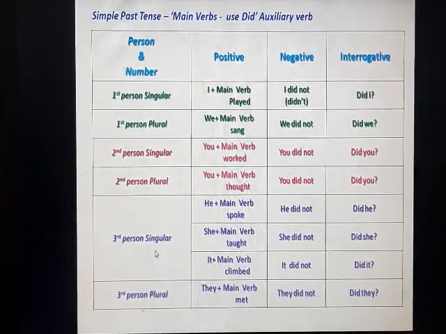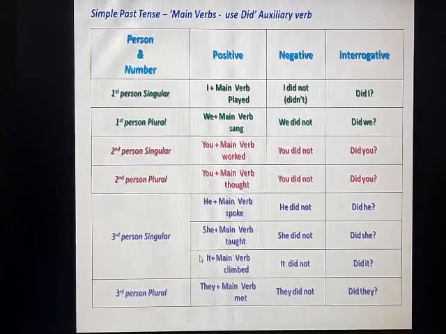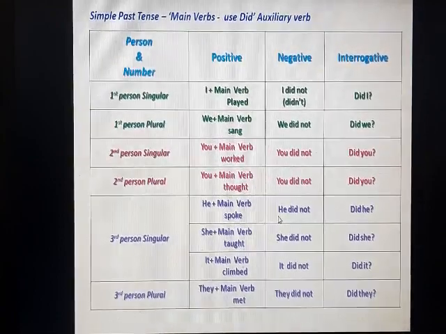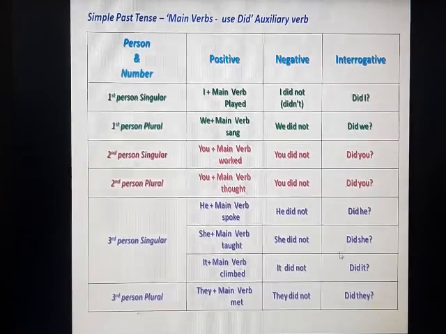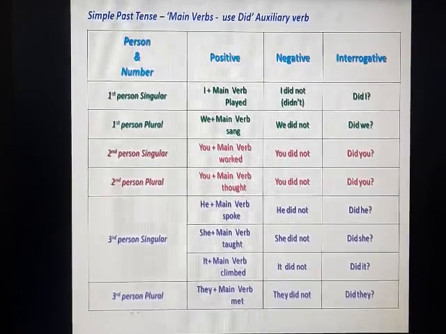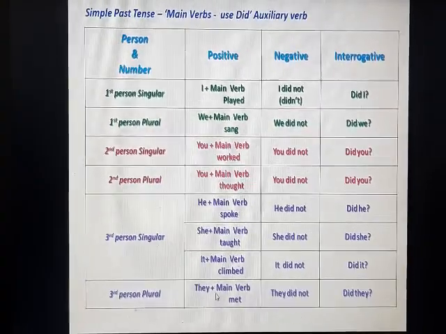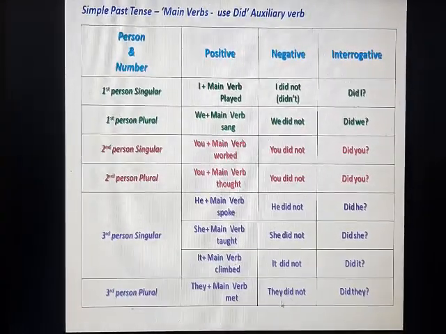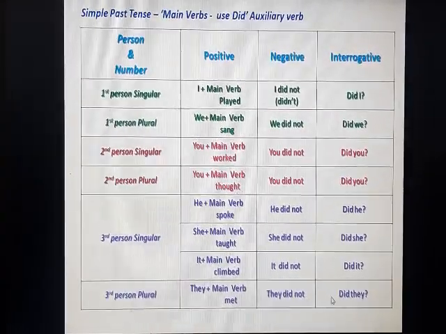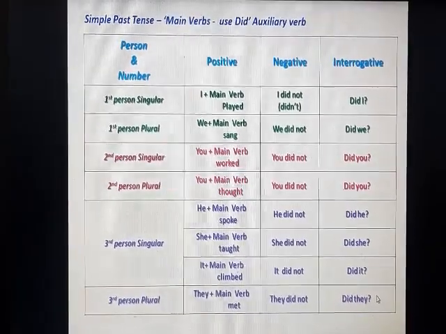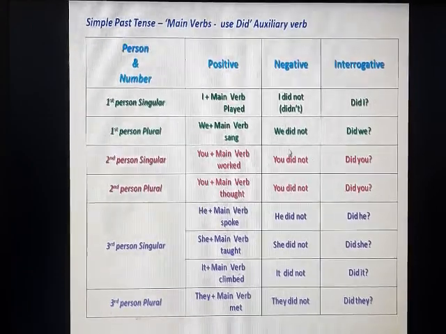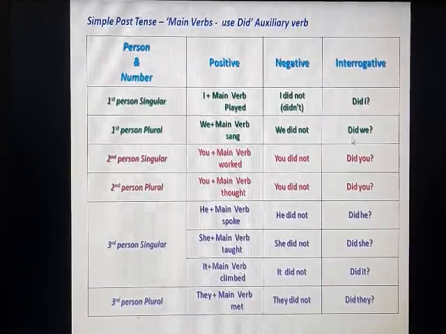In the third person singular, he, she, it plus main verb, he did not, she did not, it did not. In the interrogative, did he, did she, did it. In the third person plural, they plus main verb. In the negative, they did not. In the interrogative, did they. Now please remember, we use did only for the negative and interrogative.